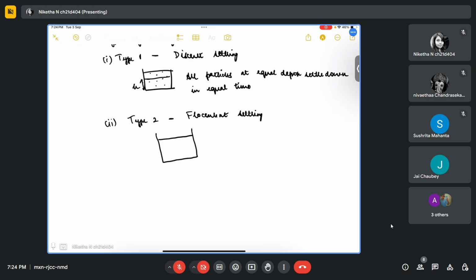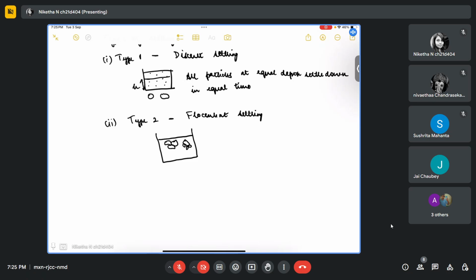So what is flocculent settling? We just saw that in discrete settling, all the particles are discrete. That means there is no agglomeration. All the particles are at a distance from each other, so there is no contact between two particles. But in flocculent settling, the particles are forming flocs. So they come in contact with each other and they settle down after forming a floc.